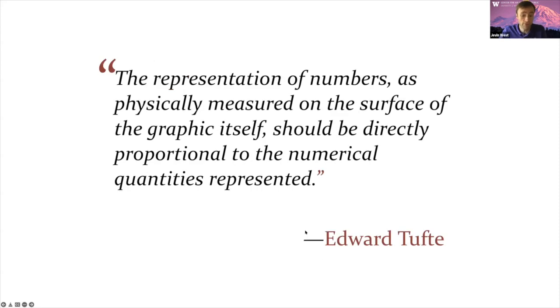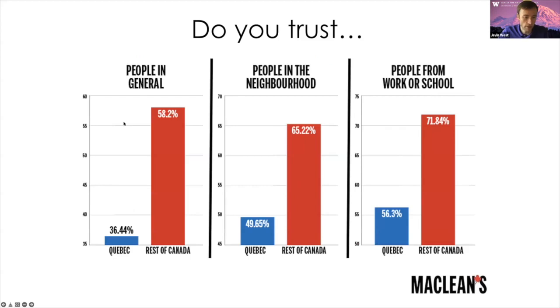Now that builds off of an idea from Edward Tufte, a very famous individual for focusing the world's attention on information visualization. He's got some great books on this, where he talks about the representation of numbers as physically measured on the surface of a graph in Excel should be directly proportional to the numeric quantities represented. So let me give you another example. This was a story that was written about the trust differences between those that lived in Quebec in Canada and the rest of Canada.